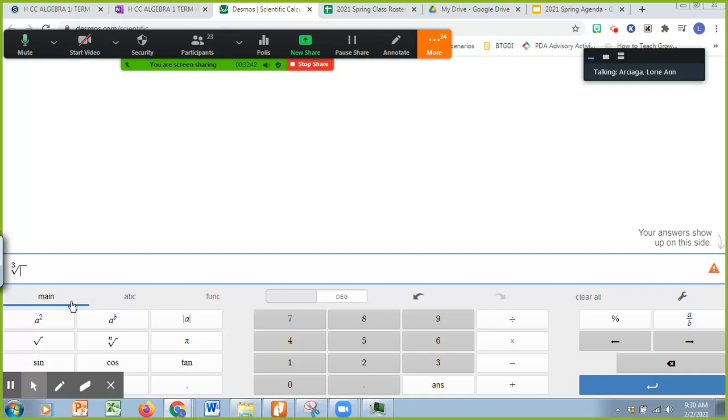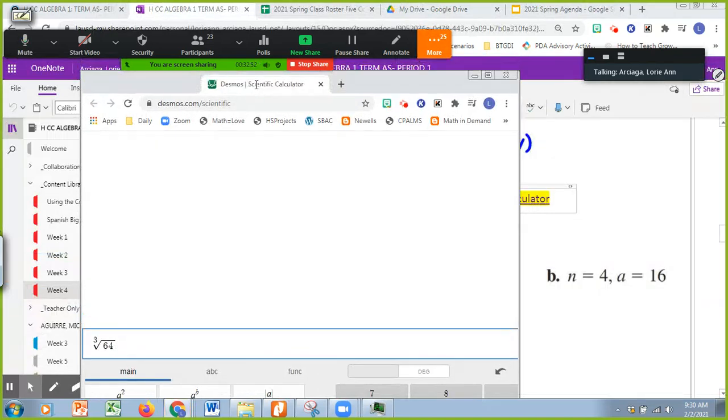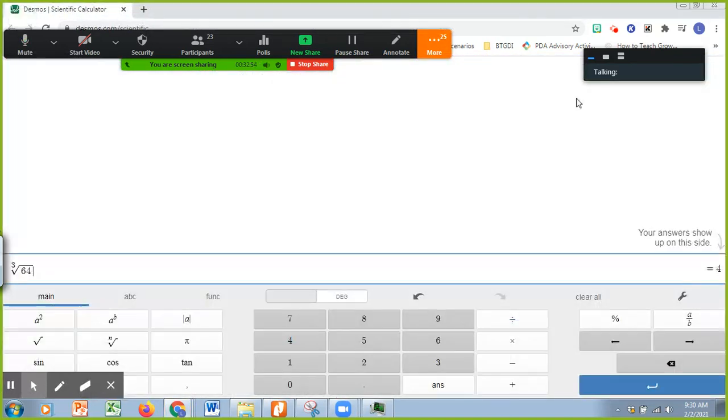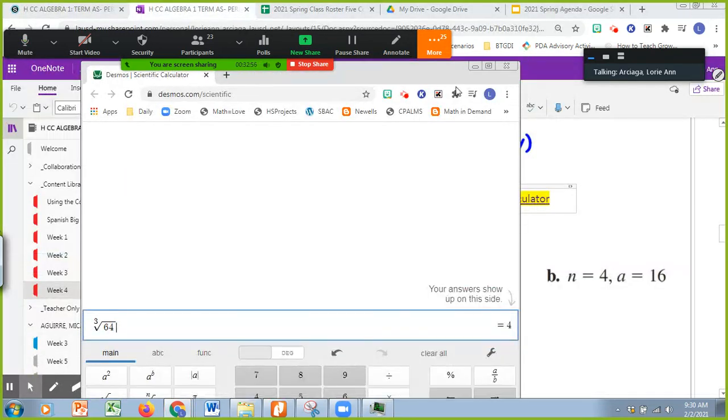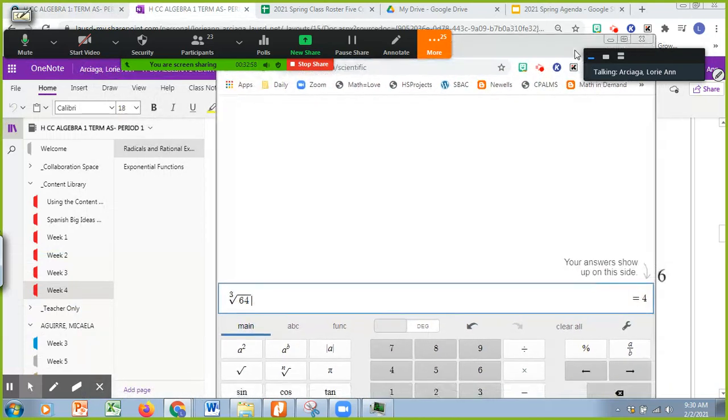64. Let's try 64. The cube root of 64 is, you see the answer showing up over there? It's 4. Is there a way I can make this smaller? It's just too big. Okay, it should make it smaller like that.